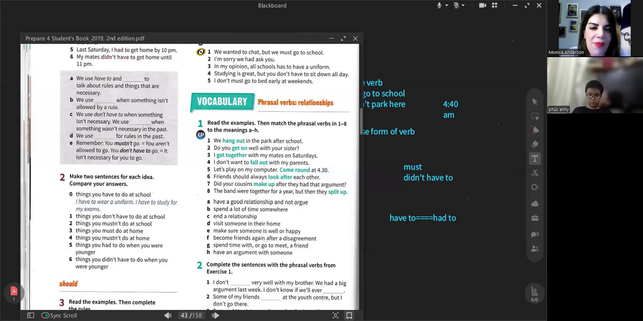I had to clean our toys after playing with them. Yeah, I had to clean. Very good. And things you didn't have to do when you were a child.